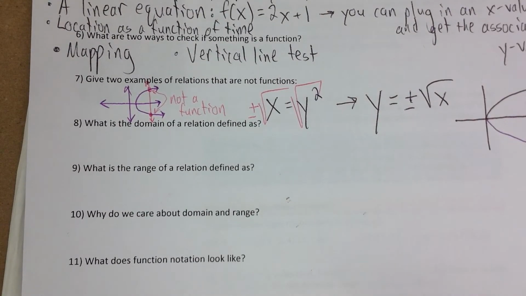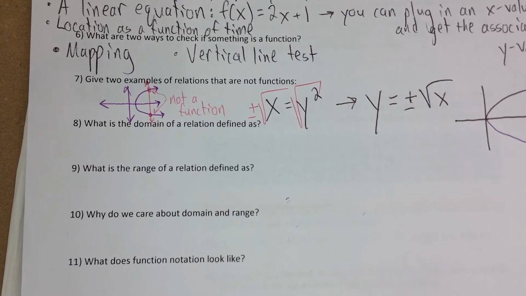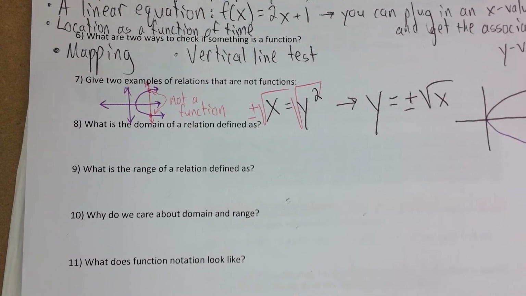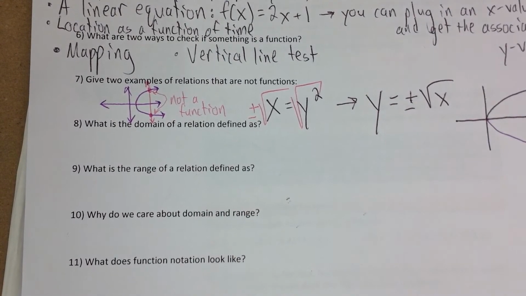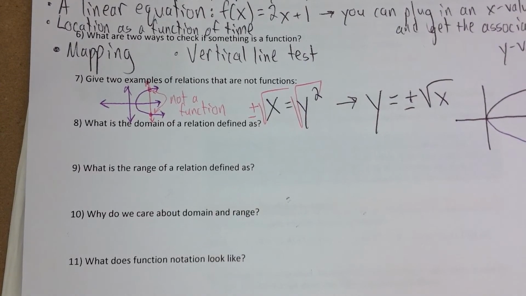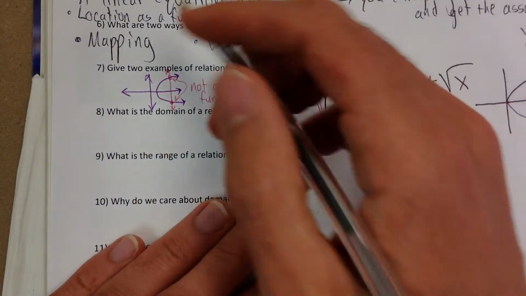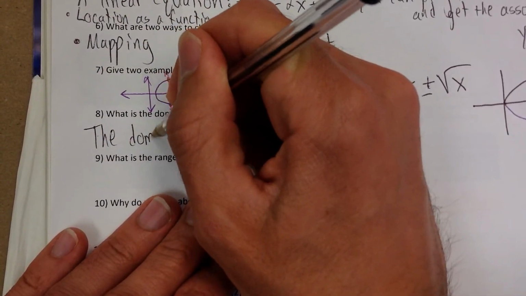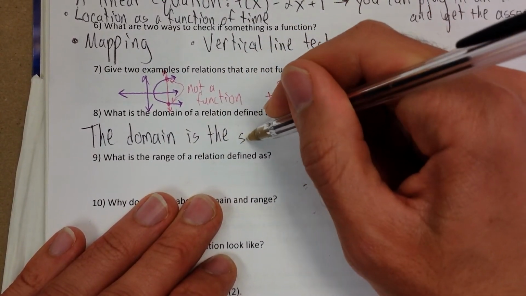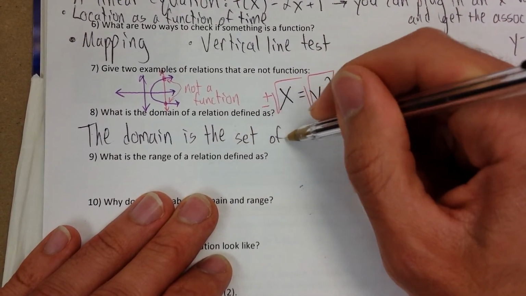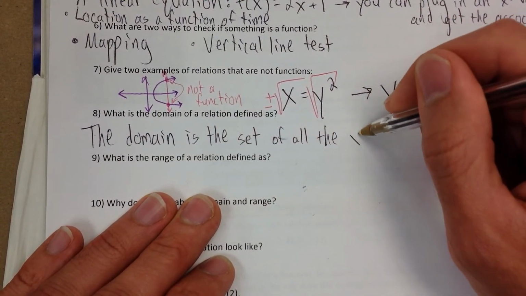Number 8. Domain. Anyone remember what domain is? Jackie? The domain is the set of the first coordinates. Good. I don't know what that means. Okay. Is that the x value? Yep. All the x values. The domain is the set of all the x values.